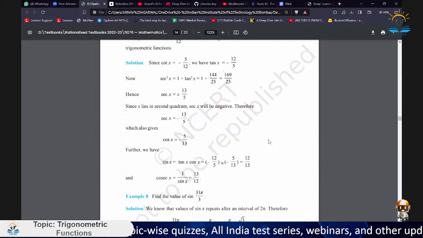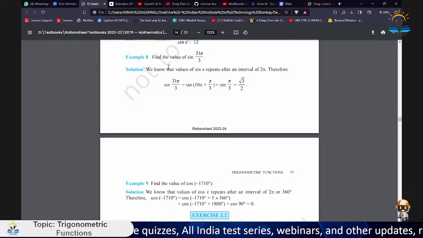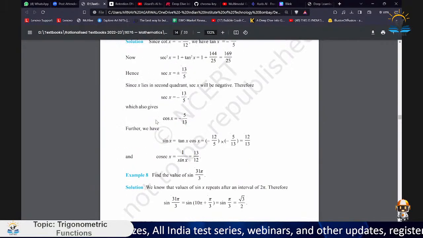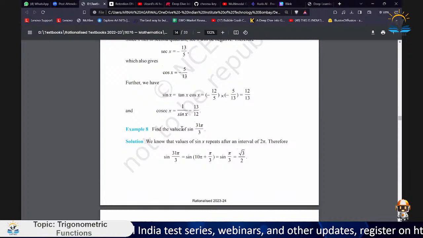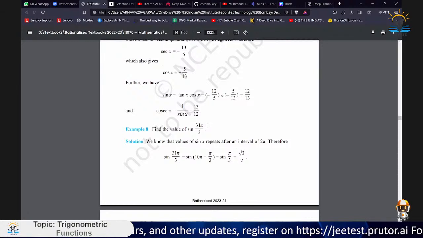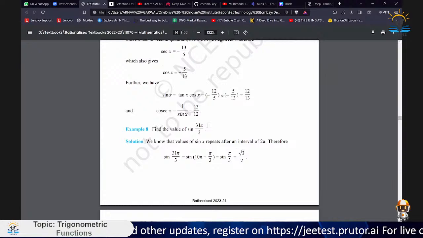Similarly, these other questions are there. I will not waste time solving the same question again. Let's see this question. Find the value of sin 31 pi by 3. Okay, so let's see this now.